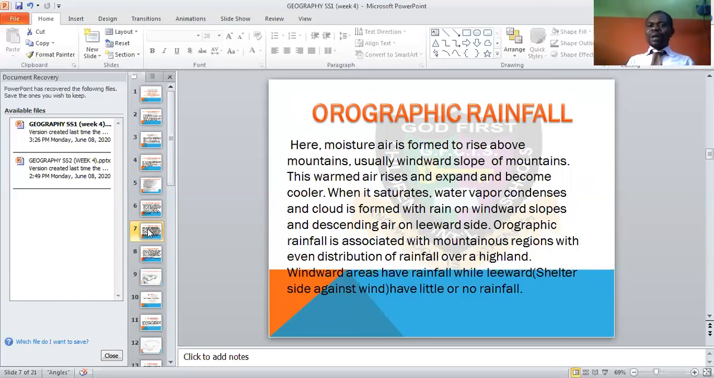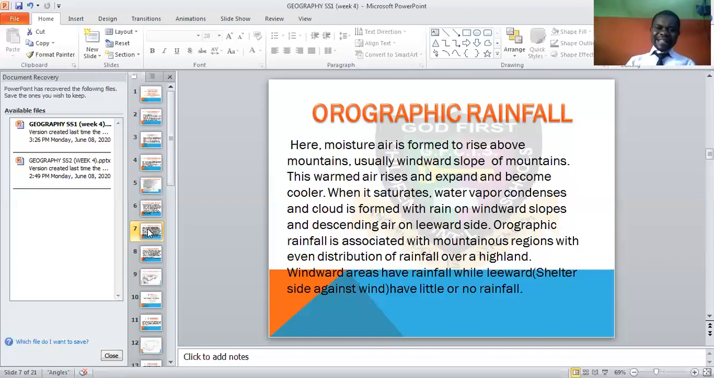So they are usually windward slope or windward mountainous rainfall. That's what we mean by this. The warm air goes up, it rises, and then it expands and becomes cooler. You remember we talked about the normal lapse rate. The higher you go, the colder it becomes. While they go up, they become colder and they saturate, and then they condense into cloud. Then the rain begins to come down. You begin to experience it.